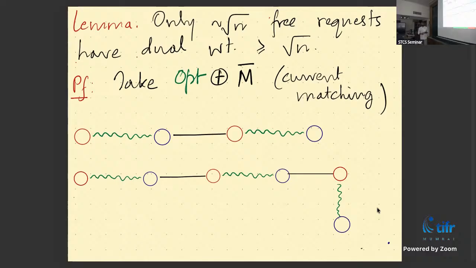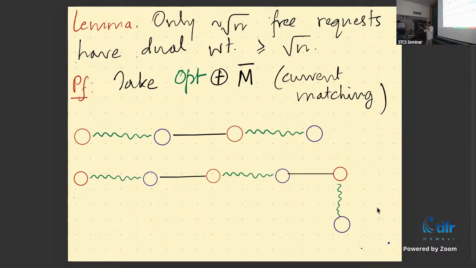Now I'm going to use an operation which is, again, strewn across the matching literature, which is taking the symmetric difference with the optimal solution. It's not hard to observe that if you take the symmetric difference between the optimal solution and the current matching, you end up with vertex disjoint paths from each of the free requests, which look like this. They end up at a free server, and they alternate between edges that are in the optimal matching and the edges that are in your current matching.